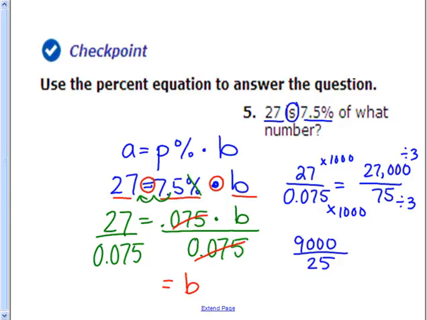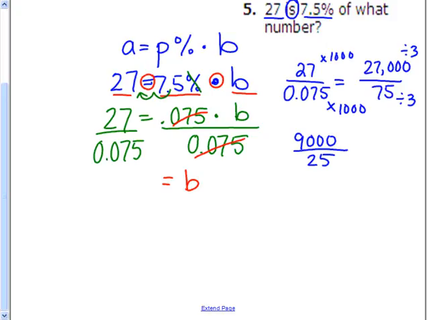Now, let me think what else I can do with that. I could just do a long division. I could think about how many 25s fit into here. That'd be a lot of 25s, though. Lots of ways to go. I think I will just go 9,000 divided by 25. All right, 25 would fit into 90 3 times, because that's 75. That's going to leave me with 15.